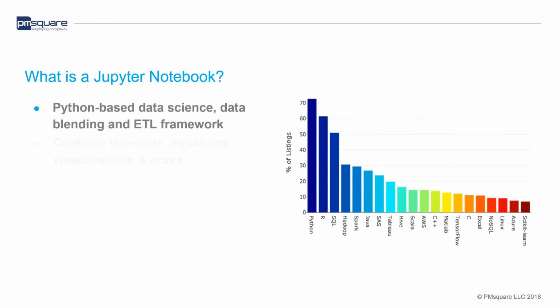Now, I have ETL on there. I wouldn't use a Jupyter Notebook to replace Informatica or Data Stage, right? But for low to medium complexity ETL tasks, you can do a lot within a Jupyter Notebook. It contains live code, equations, visualizations, and notes, all within a single view, which you'll see in a few minutes here, kind of what that means, right?